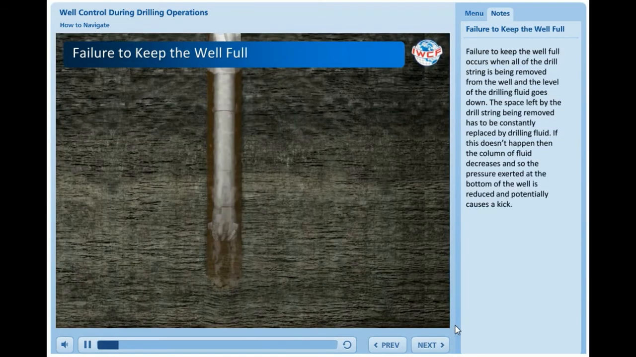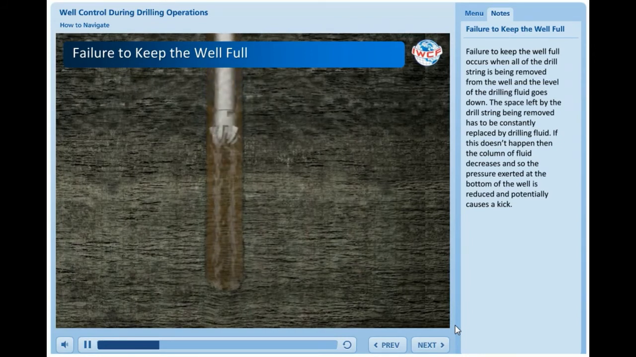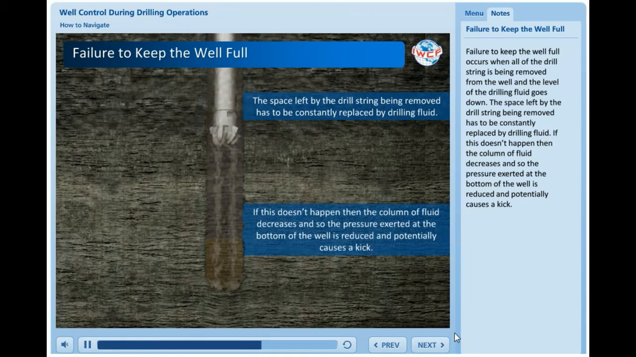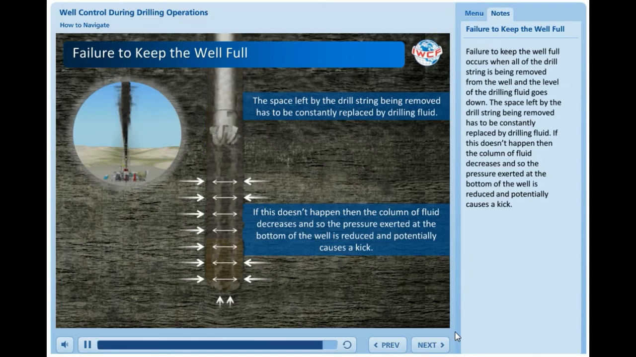Failure to keep the well full occurs when all of the drill string is being removed from the well and the level of the drilling fluid goes down. The space left by the drill string being removed has to be constantly replaced by drilling fluid. If this doesn't happen, then the column of fluid decreases, and so the pressure exerted at the bottom of the well is reduced and potentially causes a kick.